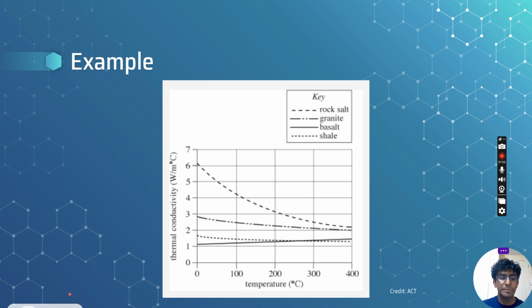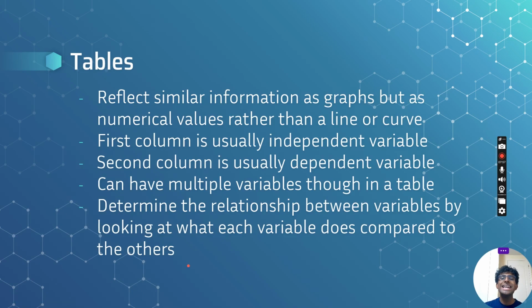That's important to know. Now looking at tables, they reflect similar information as graphs, but they're numerical values, right, instead of lines or curves. Our first column is usually our independent variable. Our second is mainly our dependent variable. That's not always the case though. You can have multiple variables in a table. But what's really important with these is that you need to look at the relationship between variables, what each variable does compared to the others. So if you were to set one variable as your particular independent variable, how does it impact another variable, which would be your dependent variable in this case?